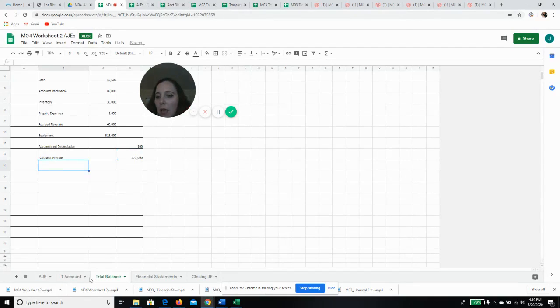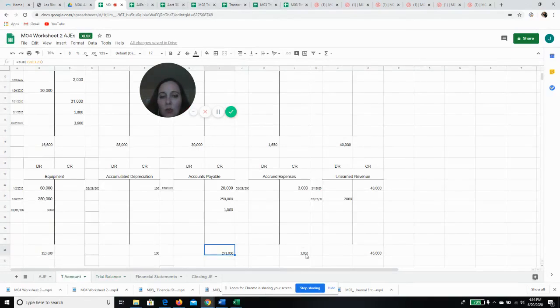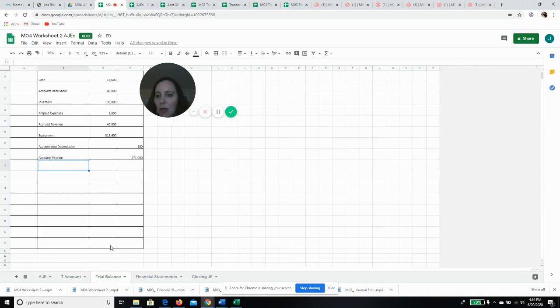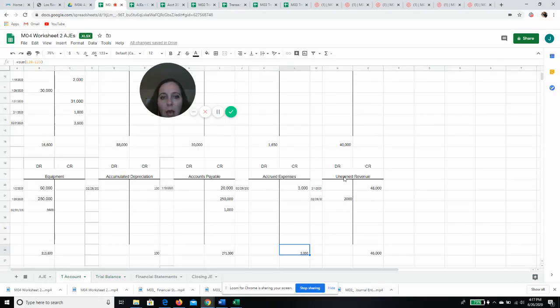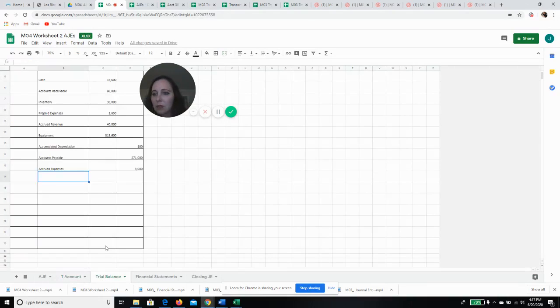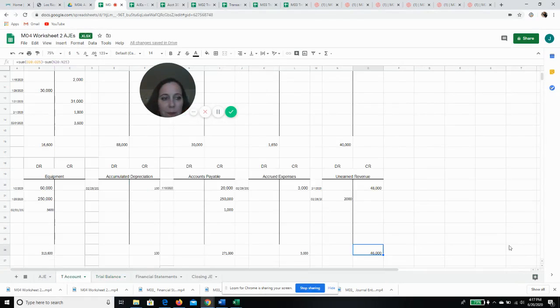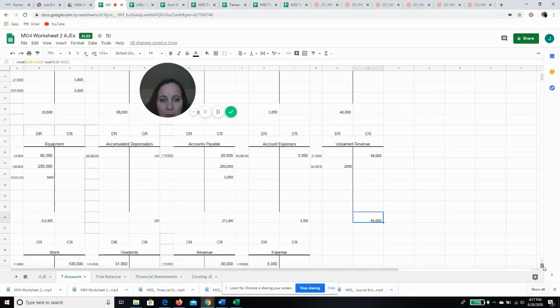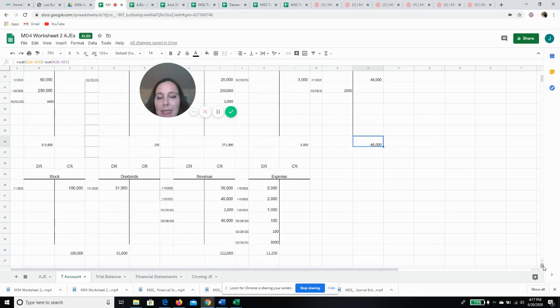All right. Then let's go, and we have accrued expenses has a credit balance of 3,000, and that's a liability as well. All right, what else do we have on the liability table? We've got unearned revenue, which is a liability and has a credit balance of 46,000. All right. Let's see what else we got. All right, looks like that's the end of our liabilities.